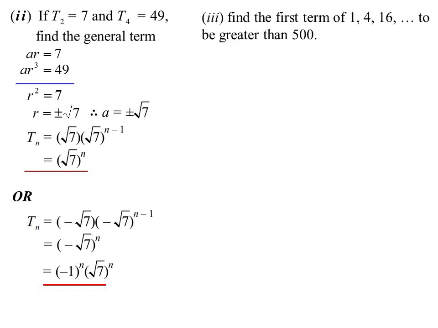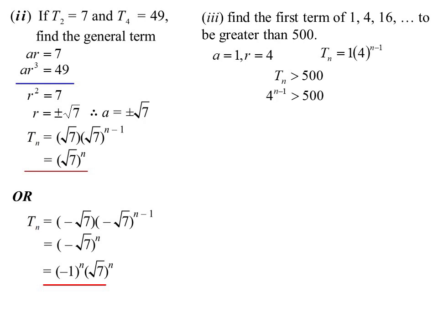So what would the first term of this pattern be greater than 500? Okay, first term is 1, the ratio is 4. So my general term is 1 times 4 to the n minus 1. Well, 1 times anything is that thing, so I could just write that as 4 to the n minus 1. I want to know when that term's greater than 500. So when is 4 to the power of n minus 1 greater than 500?